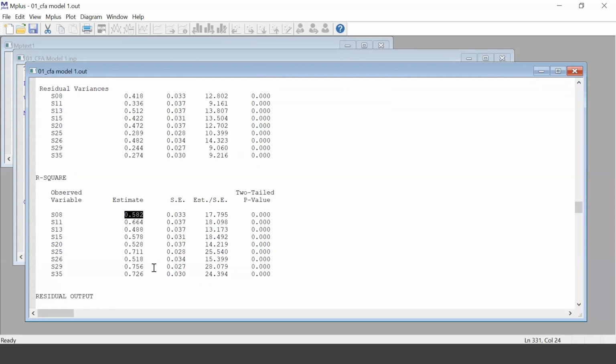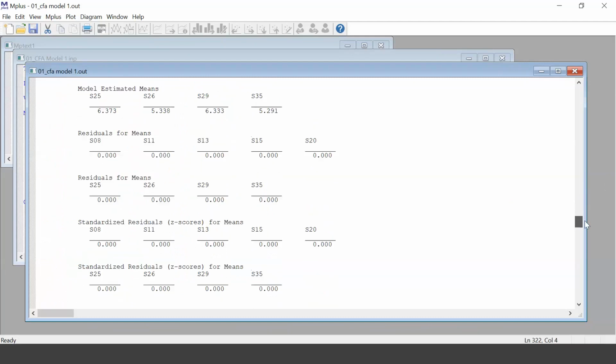You can see that some of the highest R squareds are, let's see, S29 and S35, where for S29, actually over 75% of the variance in item 29 is explained by the factor, and just under a quarter of the variance in item 29 is left unexplained by the factor.